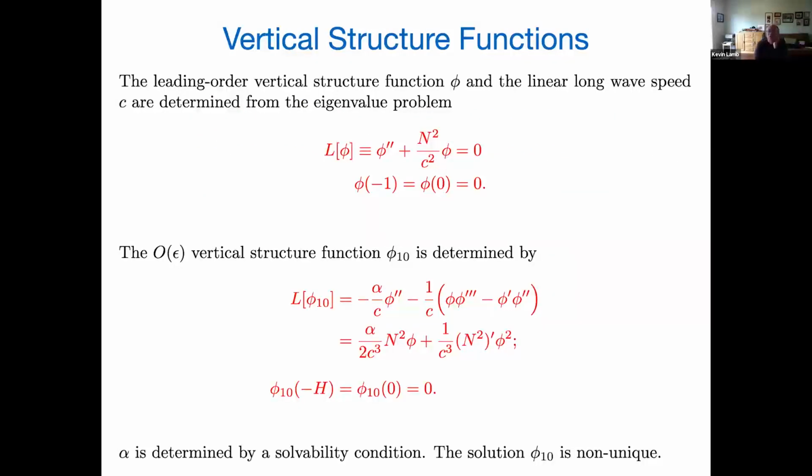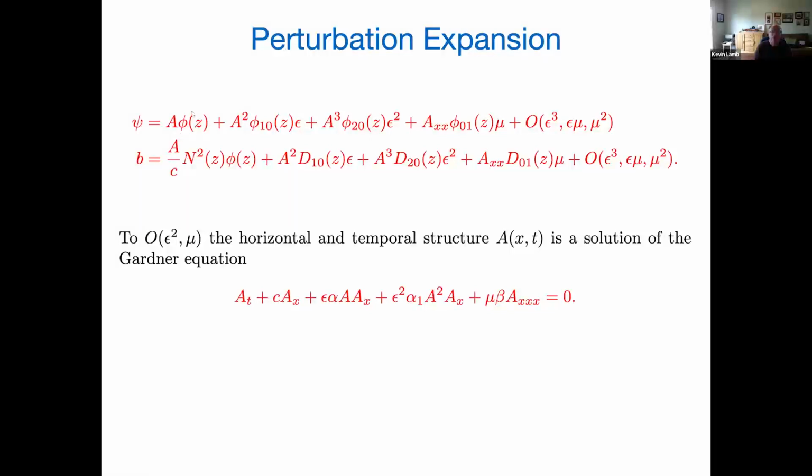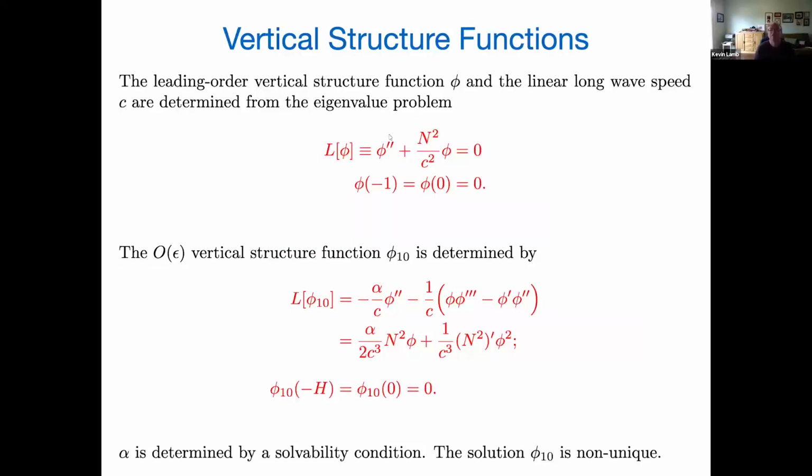So the vertical structure functions. The leading order vertical structure function phi, the function that appears in the first term in the expansion for the stream function, and then multiplying by N squared also for the density, is given by this linear eigenvalue problem. So I've got L of phi, where L is defined to be this operator, second derivative plus N squared over c squared. Remember, N squared is a function of z. So L acting on phi is 0, with top and bottom boundary conditions.